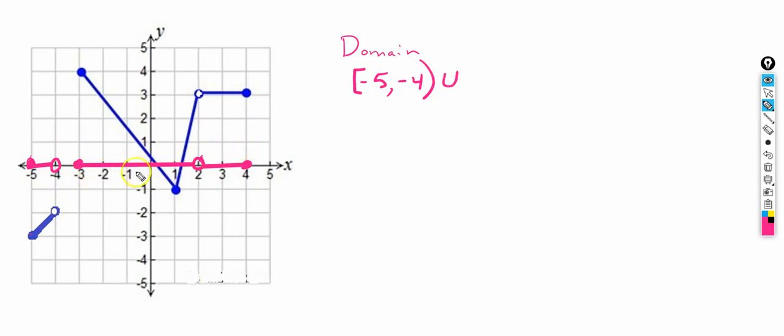If you're typing this, just use capital U. Then we start up again at -3, and -3 is included. Then we go uninterrupted until we get to 2. And so we do have a gap at 2. We have to jump over 2. 2 is not included. And then after 2, it's unbroken until we get to 4, which is the ending. Okay, so our domain there is what I've written there in red.